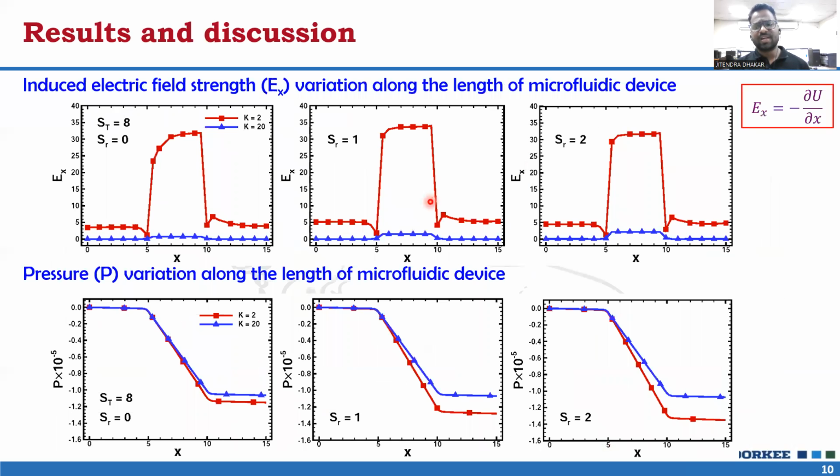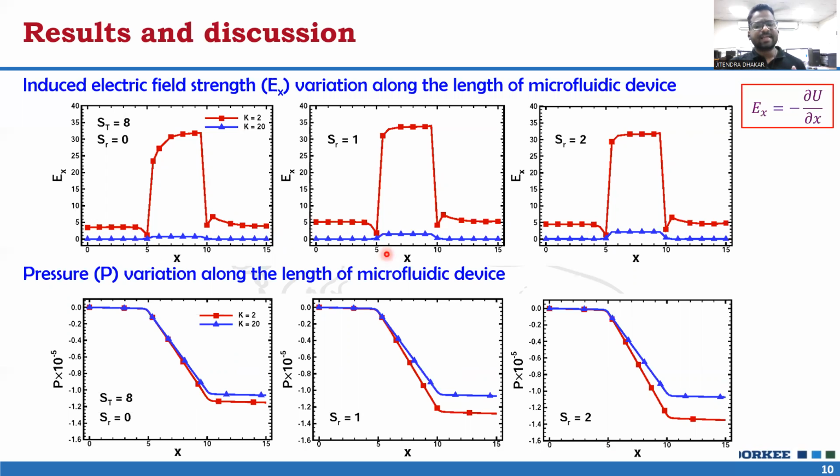Here we can see the induced electric field strength EX variation along the length of microfluidic device for various surface charge ratio and at ST equal to 8 and K equal to 2 and 20. Induced electric field is maximum in the contraction section as compared to the upstream or downstream sections, because the reduction in the cross-section area increases the excess charge and convective velocity in that section, that increases the streaming current or induced electric field strength in that section.